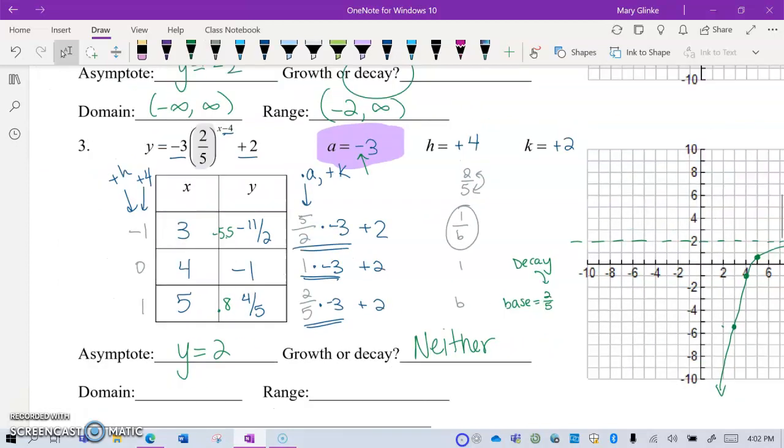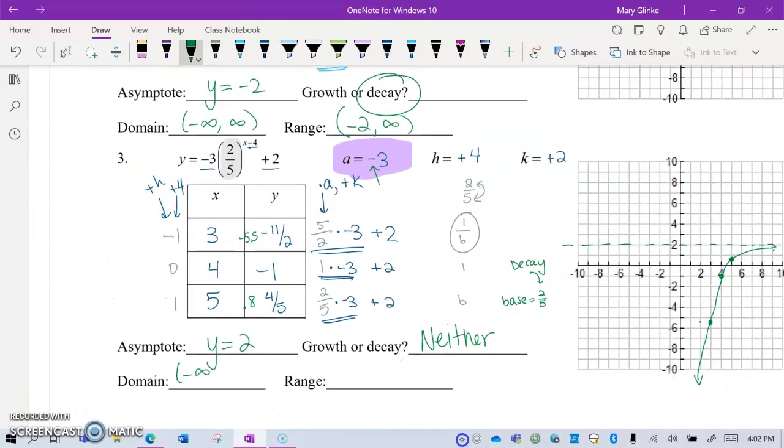Okay, so now looking at this, your domain is -infinity to +infinity. Your range, this one starts down for forever and then has a high value of 2, so it's -infinity to 2.